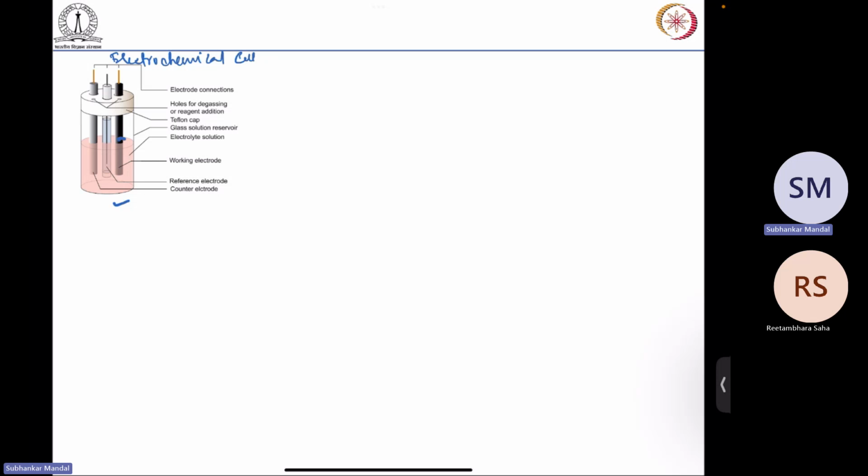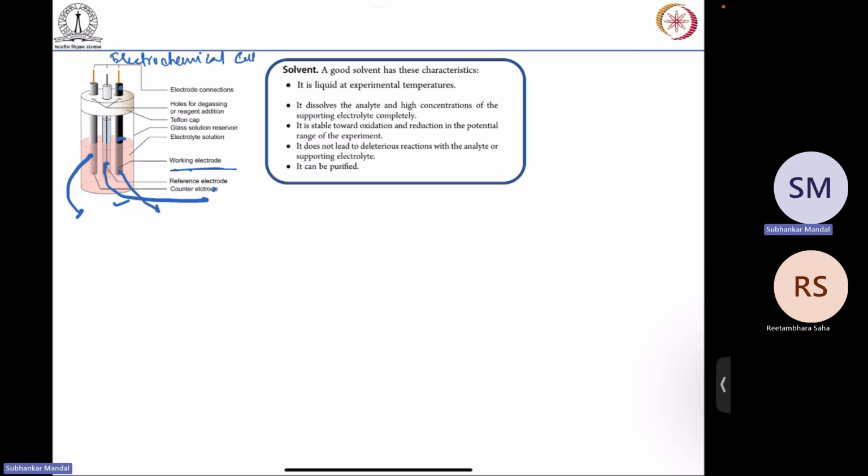So this black one is the working electrode, I think. Yeah, it is written, this is the working electrode, and this is the reference electrode, and this one is the counter electrode. Okay, so now usually why we need this 3 electrode setup, or why we need the solvent. So how can we choose the solvent?